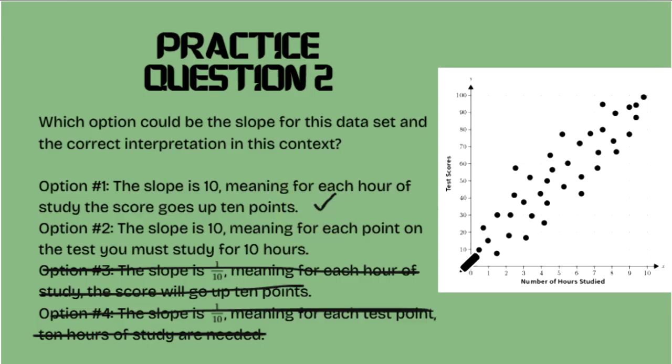The slope is 10, meaning for each point on the test, you must study for 10 hours. So to get 1 point, you study for 10 hours? No, that doesn't make any sense.